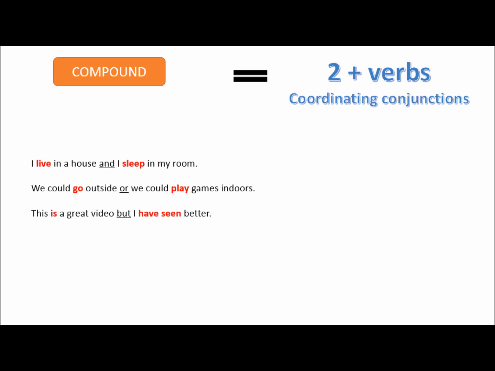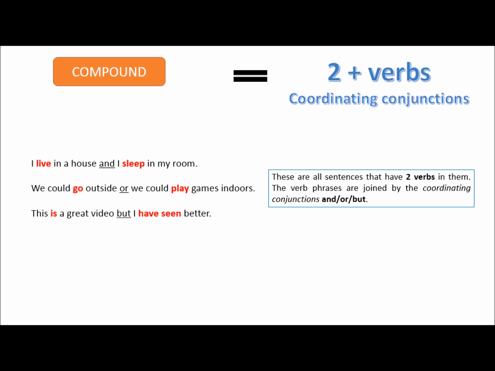Compound sentences have 2 or more verbs, and these verb phrases are joined by coordinating conjunctions. For example, I live in a house and I sleep in my room. We could go outside, or we could play games indoors. This is a great video, but I have seen better. These are all sentences that have 2 verbs in them. The verb phrases are joined by the coordinating conjunctions and, or, but.